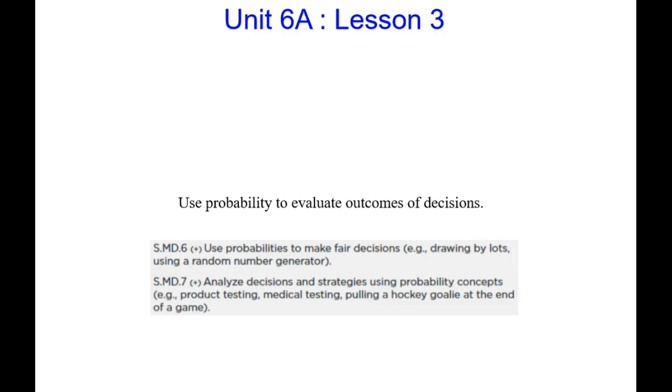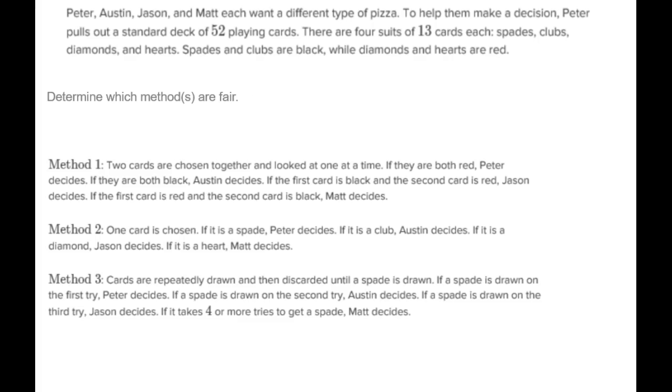Unit 6A, Lesson 3. In this lesson, we're going to use probabilities to make fair decisions. We're going to be given different scenarios. For each scenario, we're going to have a list of options. We have to determine which option we should use that's going to be the fairest in order to simplify or solve that scenario. On to the first scenario.